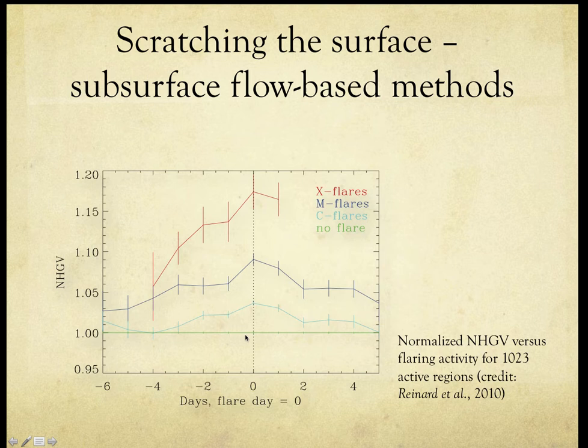And they divided the data for no flare data, for C-class flaring activity, M-class flaring activity, and X-class flaring activity, okay? And what they observed was a very interesting trend: this parameter NHGV started to increase until there was a flare activity, after which the same parameter started to decrease again. And there was a very clear separation in this parameter that characterized the subsurface plasma flows between X-class, M-class, and C-class flares, okay? So clearly these subsurface flows contain information about these different flaring activities at these different classes, okay?